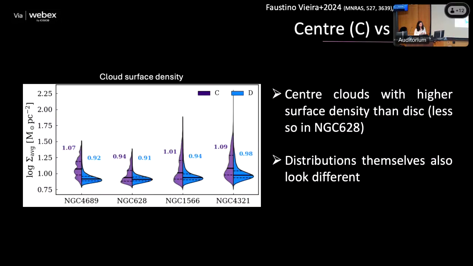Looking at cloud properties, for example cloud surface density, here I'm showing you the distributions of these values in the centers versus the disks of these galaxies. Generally this agrees with what everyone else is seeing: you get higher surface densities in centers than in disks, although this difference is slightly smaller in NGC 628. The distributions themselves also look very different between these two environments.